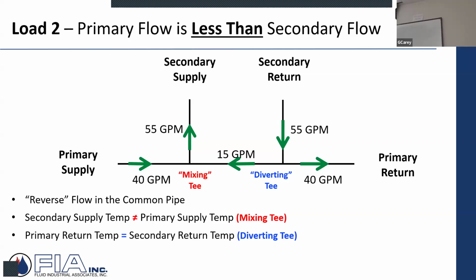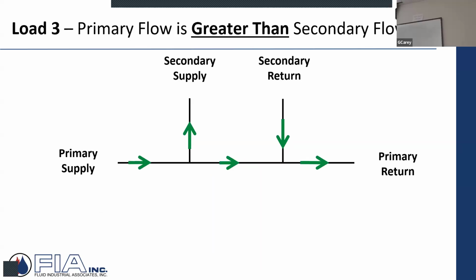But the primary return will equal because I'm taking some of that return water. I'm going this way. So whatever comes back here, that is my temperature there. There's no mixing. The only mixing is right back here. So that's like the second scenario, if you will, primary less than. And then the third example he will talk about is primary flow is greater than the secondary.